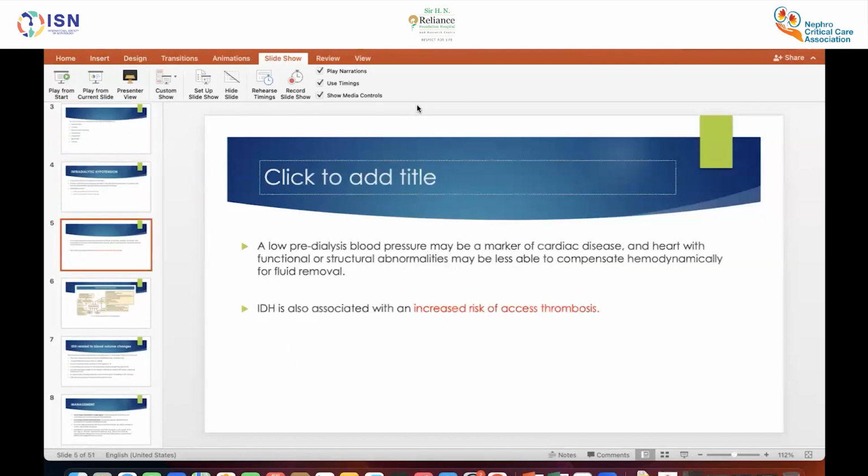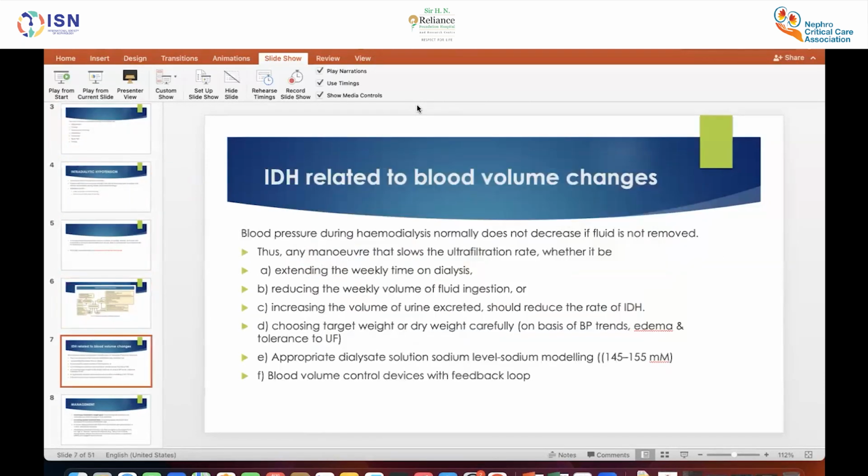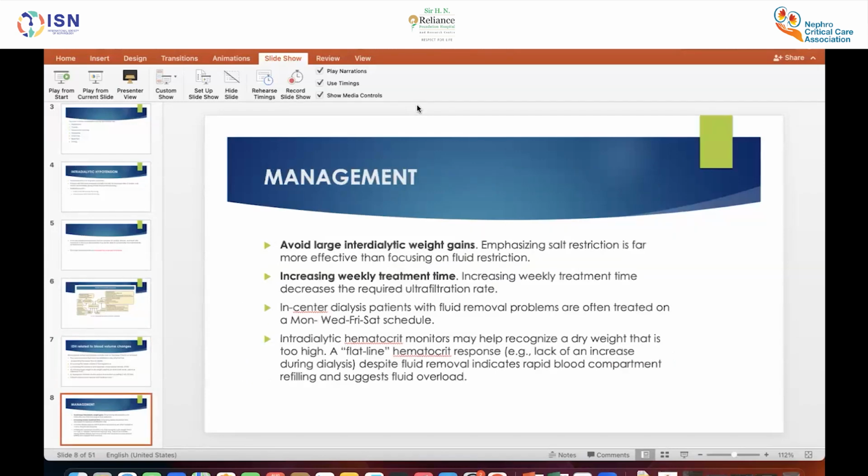Now coming to the parameters you have mentioned in hypotension: hematocrit measurement, correct? You have taken that into the management. The last point, intradialytic hematocrit. What do you mean in that sentence? Intradialytic hematocrit monitors may help recognize a dry weight that is too high, a flatline hematocrit response. What do you mean by that?